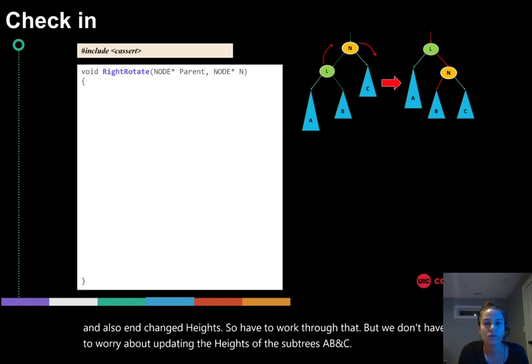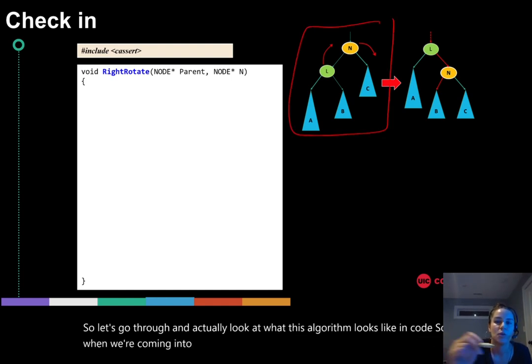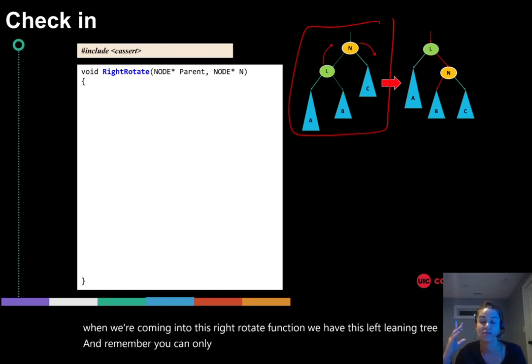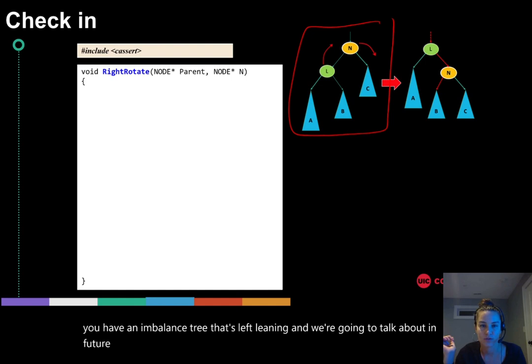So let's go through and actually look at what this algorithm looks like in code. So when we're coming into this right-rotate function, we have this left-leaning tree. And remember, you can only call right-rotate on this very particular case where you have an imbalanced tree that's left-leaning. And we're going to talk about in future videos the other types of rotations that'll be necessary.